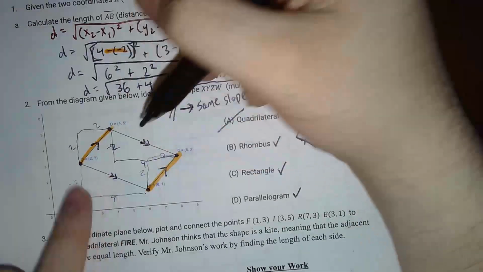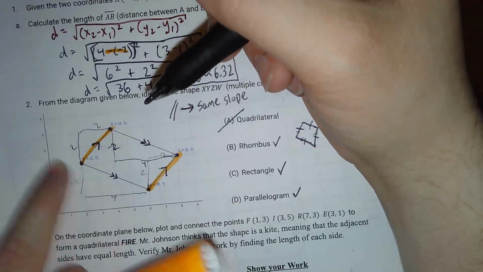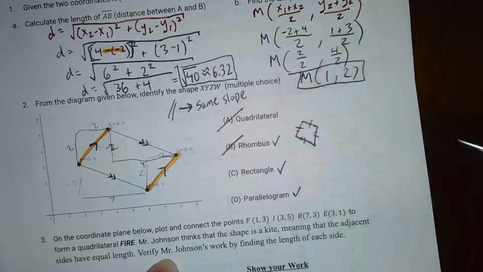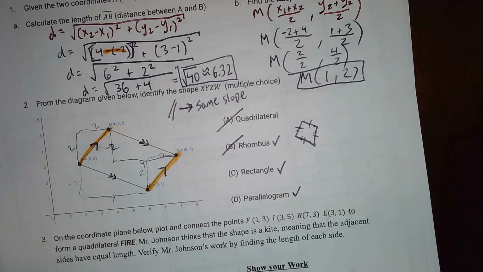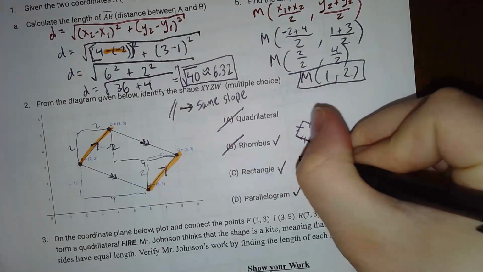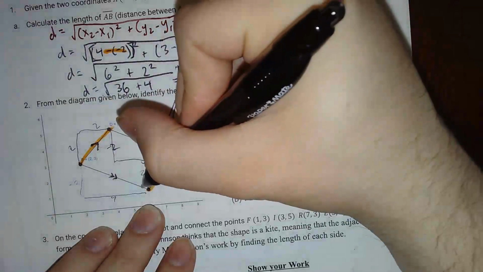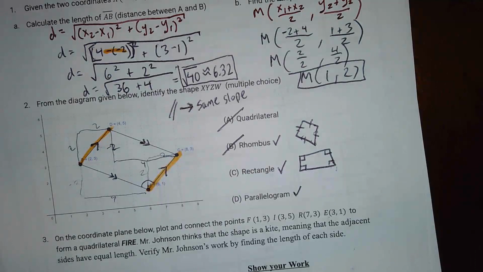Are these the same length? -2/4, 2/2? Those are not the same length, so it cannot be a rhombus. Is it a rectangle? To be a rectangle, it needs to also have right angles. Are these right here right angles?